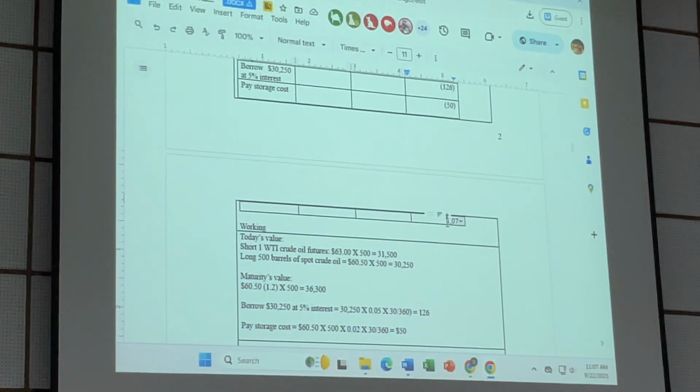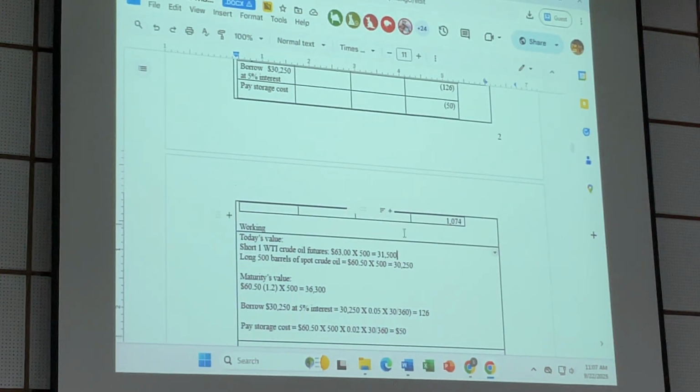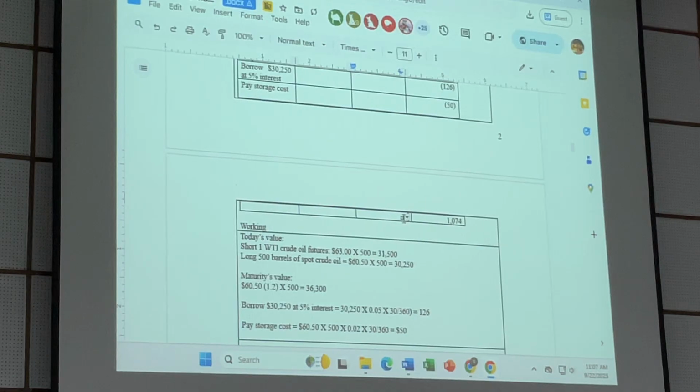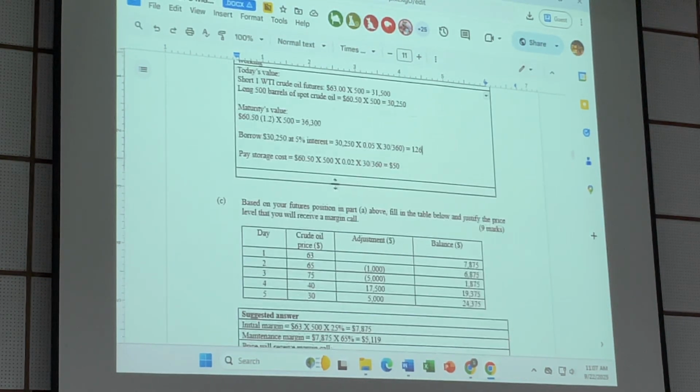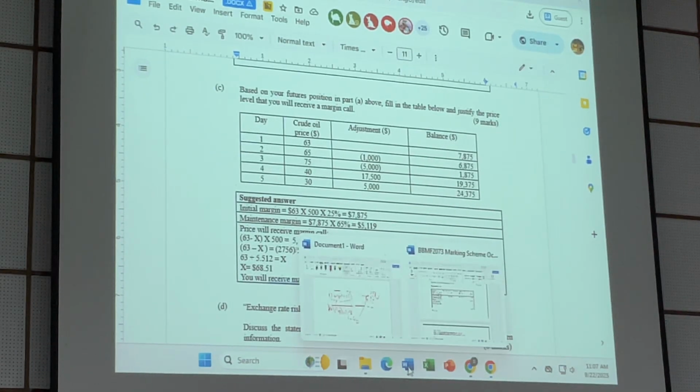For arbitrage, the net payoff must be positive. If the net payoff is not a positive value, then your strategy may be wrong, and you need to change your strategy. Okay, so this one is done.